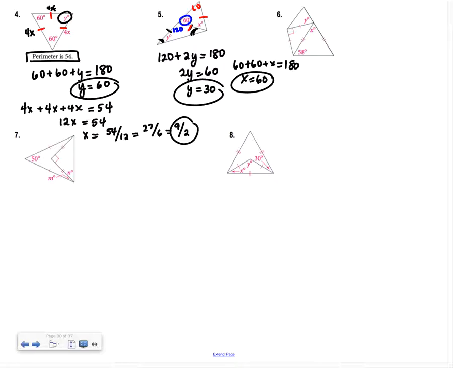All right, so same idea on this one. So we're going to have 58 because we have the two markings that say we have an isosceles triangle. So we have 58 added to 58 added to x equals 180. So that's 116 plus x equals 180. So when we subtract, we get 64. And then it looks like we have, so this is 64 here.